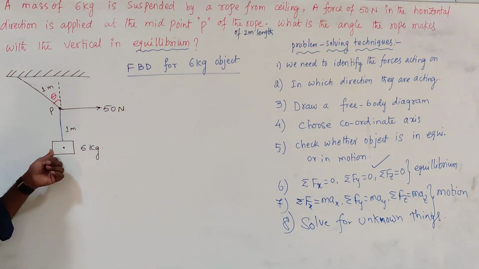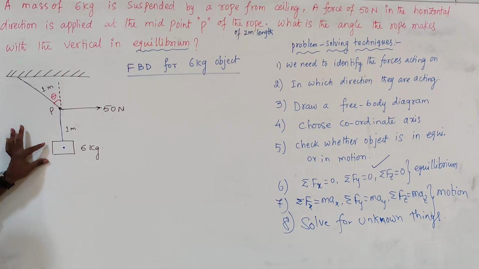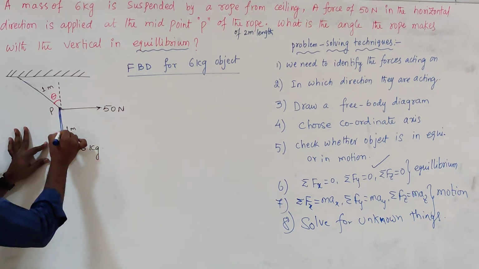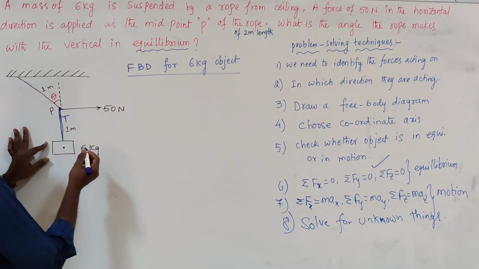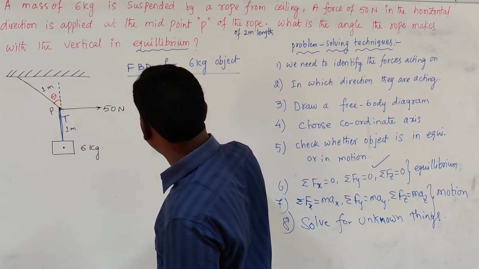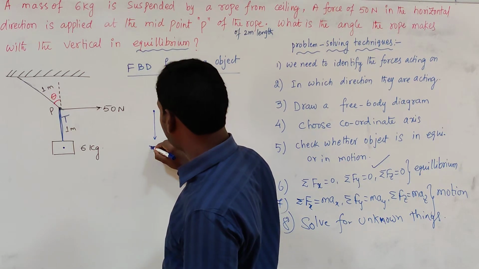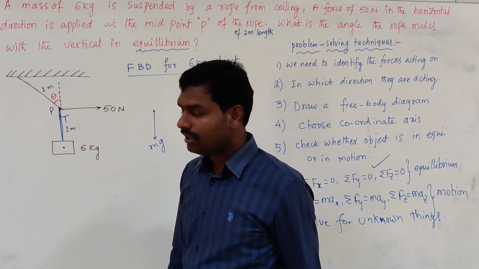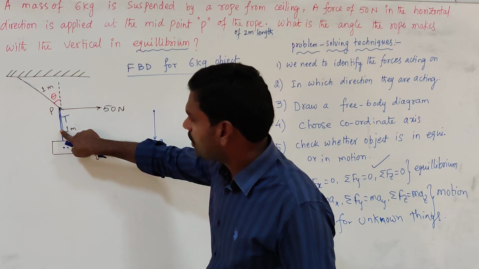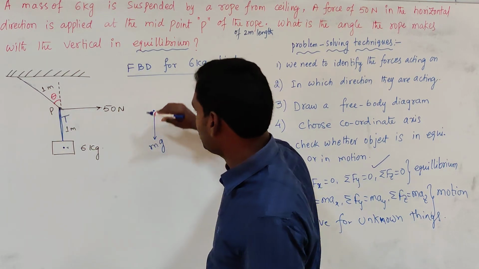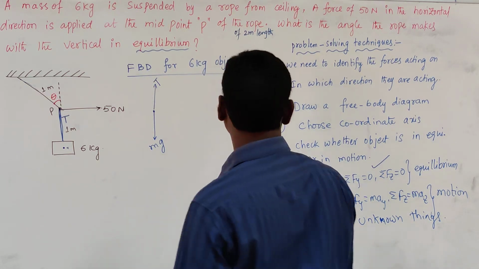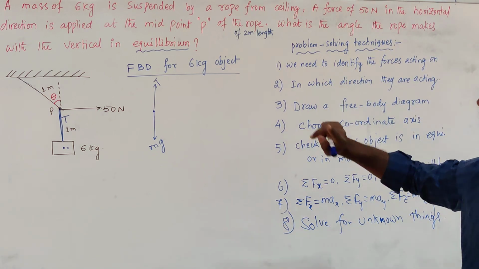So for this, I am drawing the free body diagram for the 6 kg object. Here the force exerted by this rope on the object is nothing but tension force. So how many forces are acting on the 6 kg object? One is the gravitational force acting straight down. Gravitational force is nothing but m into g. And what is the other force that is acting on the 6 kg object directly? The force exerted by the rope on the object. That is nothing but tension. The tension is acting in the upward direction. Okay. So we identified the forces acting on it. Next one.